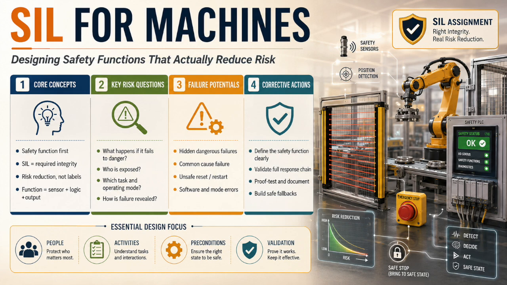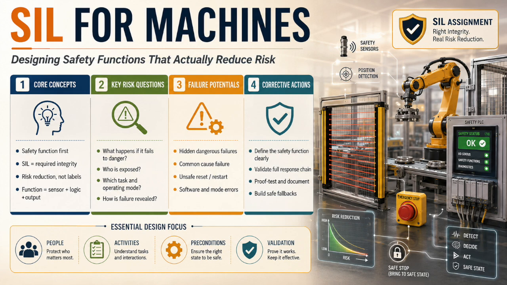Then model accident scenarios. Who is exposed? What task are they doing? What machine state exists? What preconditions are required? Is the accident failure triggered or not failure synchronized? What harm outcomes are credible? What test frequency is real? What common cause failures could exist? Then assign the required integrity. That is the correct order. Function first, risk second, integrity third, hardware fourth. Validation always. Now, where can AI help?